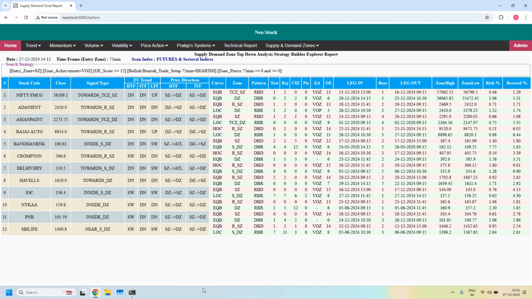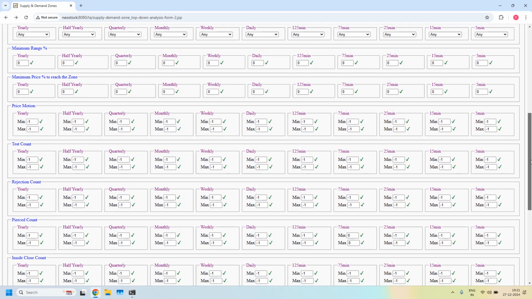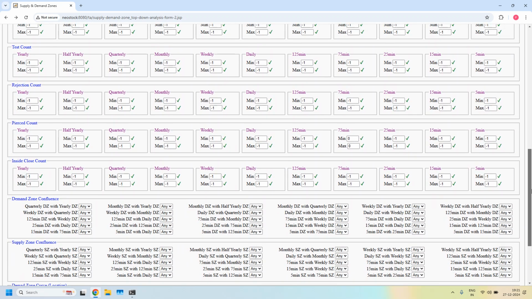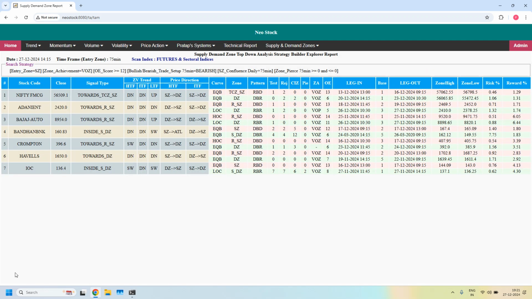First filter is LTF and ITF supply zone confluence. That is nothing but 75 minutes with daily supply zone confluence. I am enabling the filter 75 minute supply zone with daily supply zone confluence. With this filter, we got 7 stocks. In these 7 stocks, these 75 minute supply zones are part of the daily supply zone. And the daily trend is down.